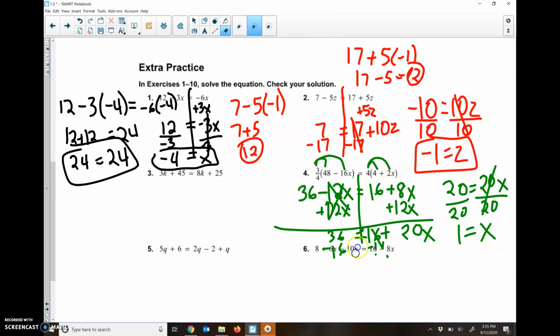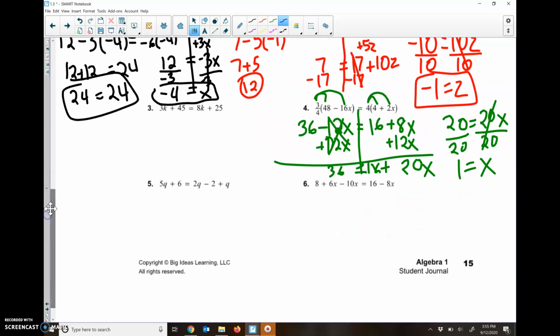All right, for the last one on this page, I need to go back and erase. So kind of the same thing as well, except now I have some things I need to combine before I can actually do the transferring to one side. So if I look here on the left side, I have a 6x minus 10x. So I'm going to combine those before I end up crossing my equal line.